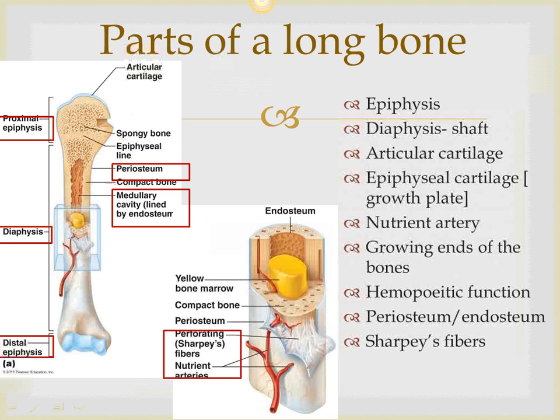Then I also want you to look at the periosteum. This covering here is the periosteum, and here it's been removed, peeled back. And this marrow cavity here is lined by endosteum. The marrow cavity is also called the medullary cavity, lined by endosteum. The endosteum lines the marrow cavity. It also lines those trabeculae.